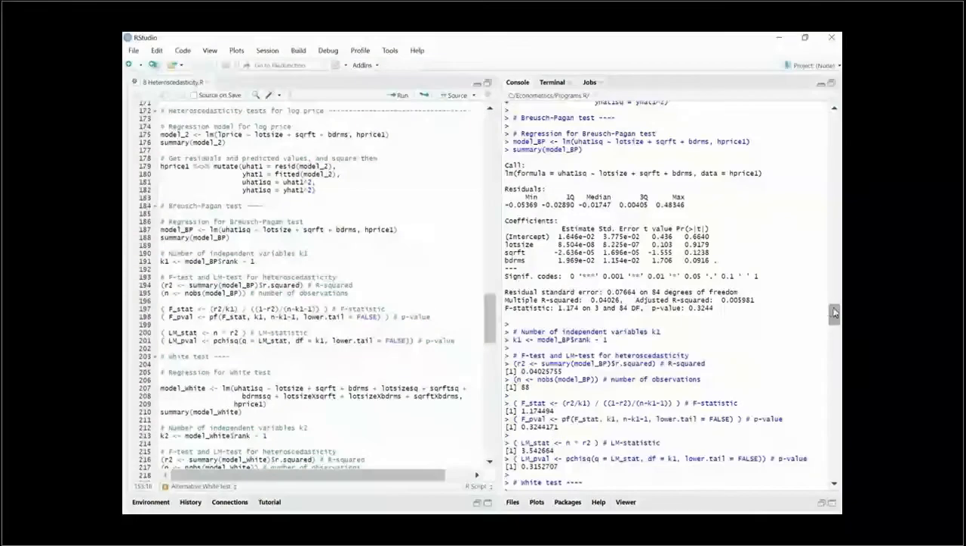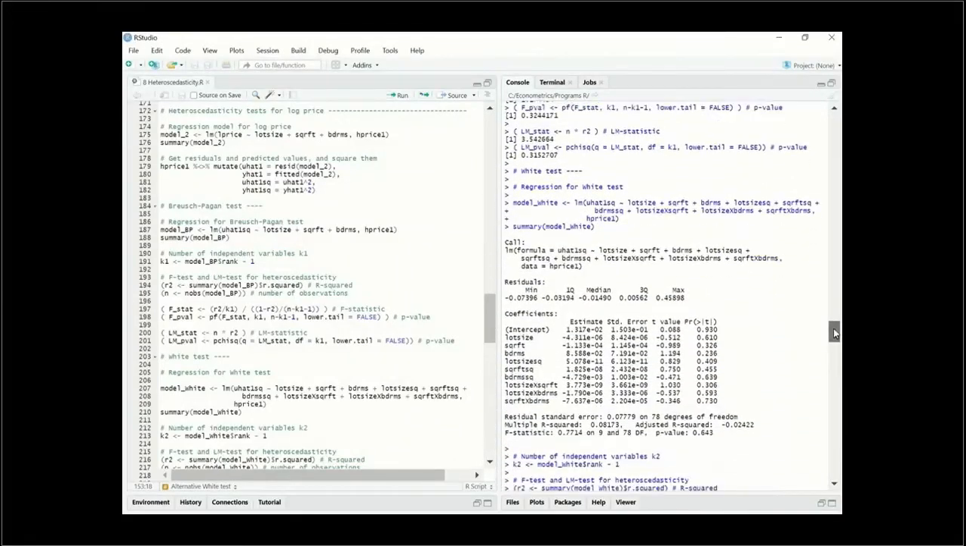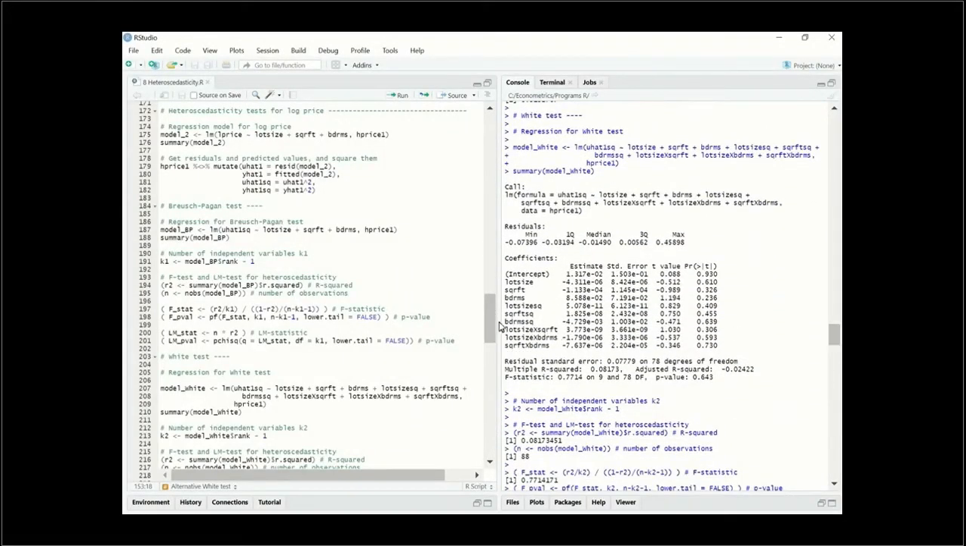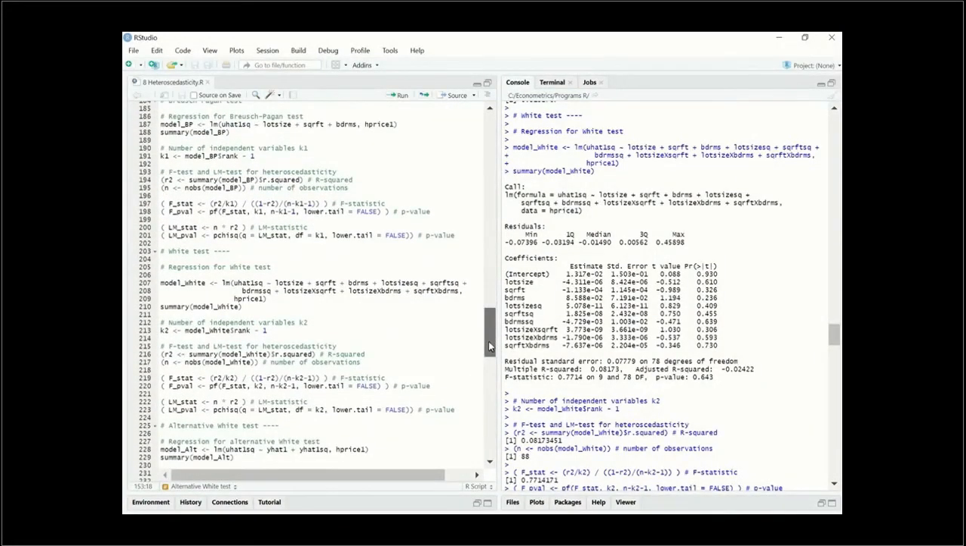Okay, so now let's do it a couple more times for the White test and the alternative White test. The only difference from the Breusch-Pagan test to the White test is that if you look at the model here, that's the Breusch-Pagan test. If you look at the model here, the first part is exactly the same as the Breusch-Pagan test, but for the White test, it's adding the squared terms and then the interaction terms. And so we repeat exactly the same thing. We find a number of independent variables, and then we get the F statistic and the LM statistic here.